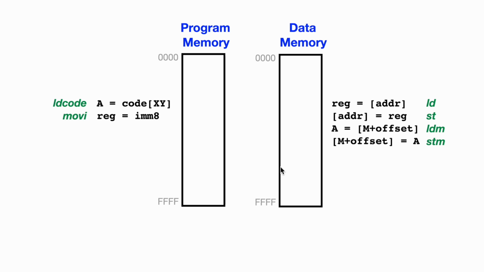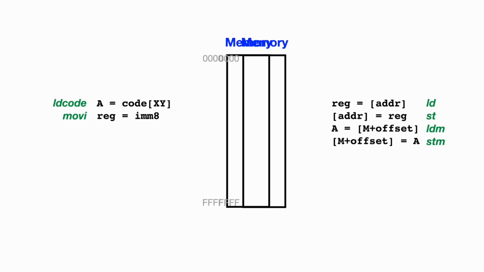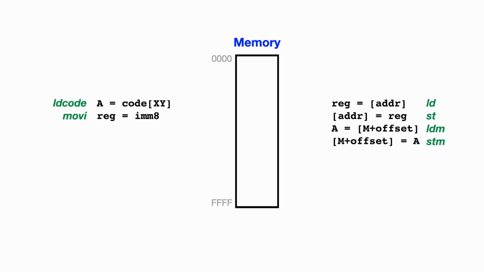Now, one of the neat things about the EveCore architecture is that it can also be implemented on a von Neumann architecture machine. In a von Neumann machine, we only have one memory, and it stores both the program and the data. And so if that's the implementation of the EveCore architecture, then all these instructions that we've just described all work on just that one memory.